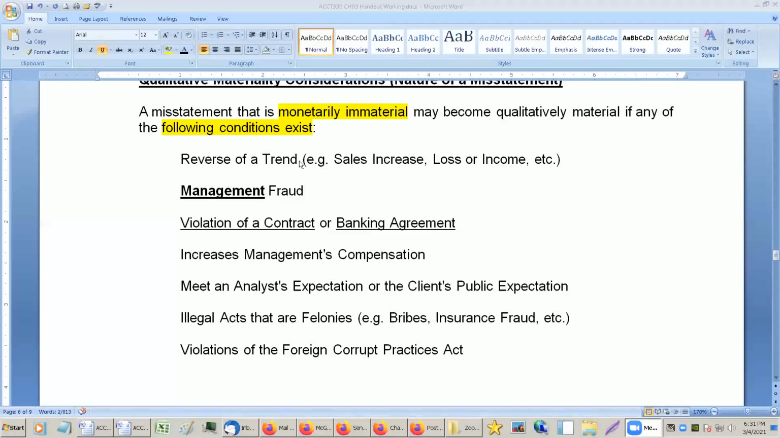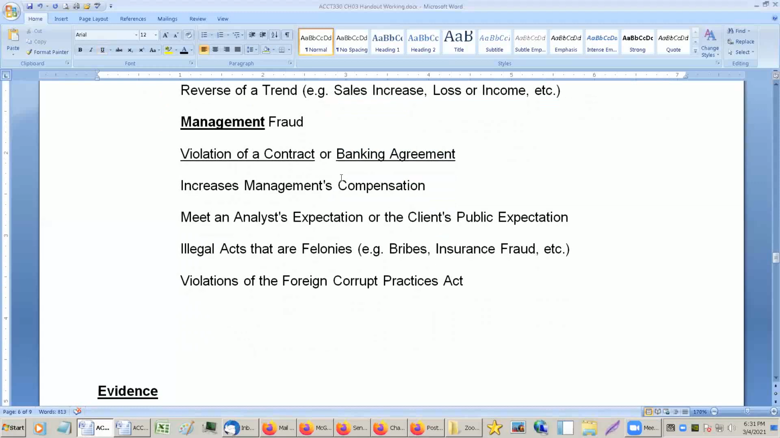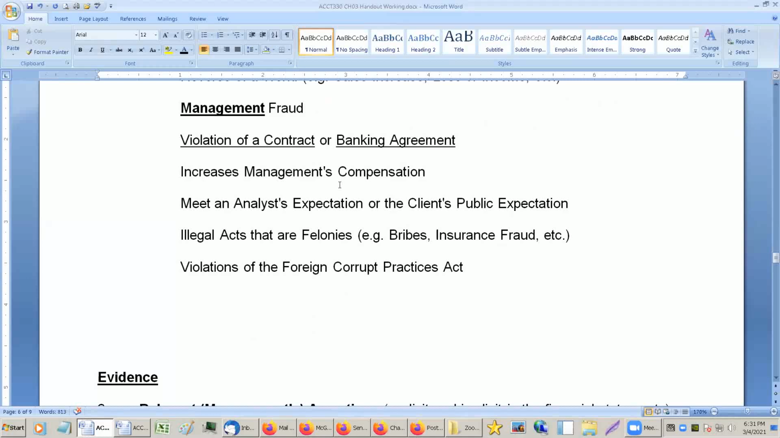So, a $600,000 loan or something: you violate the contract, we need $600,000 today. So the penalties on some of those are pretty steep. So even though it might be immaterial, it might be material, because the bank is going to be relying on it. So anything that violates a contract or a banking agreement, even though it's immaterial, may become material because of that.